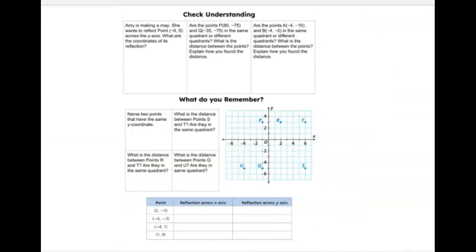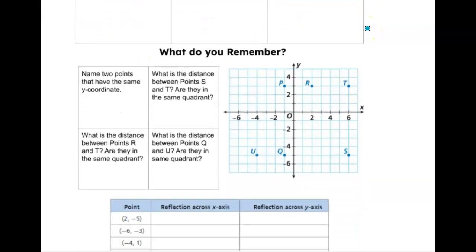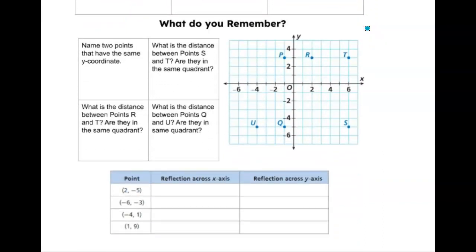Let's check your understanding and see what you remember. I already put the check understanding back there. When we actually do this in class, I will tell you to do the check understanding back there, but that is fine. Okay, what do you remember? Remember, you're going to try this by yourself and then see how you did.